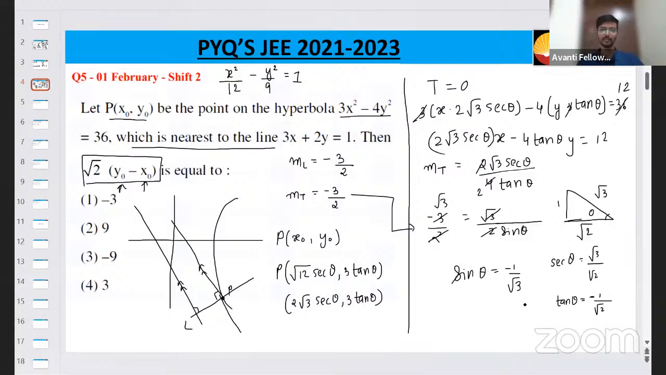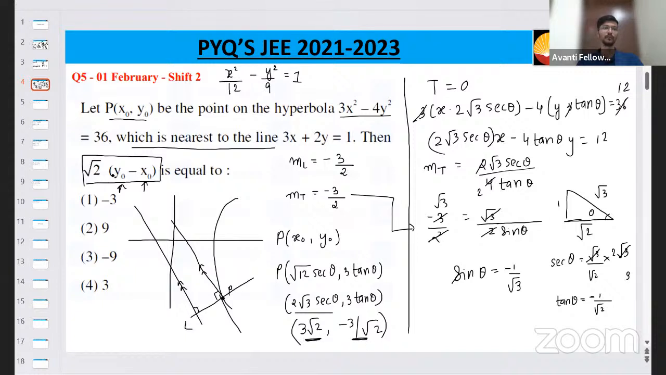So if I try to get point P now, it is 2 root 3 sec theta, so 2 root 3 into root 3 by root 2. Root 3 into root 3 will be 3, so this will be 3 root 2, and 3 tan theta, so minus 3 by root 2. Correct? These are the coordinates of x0 and y0.